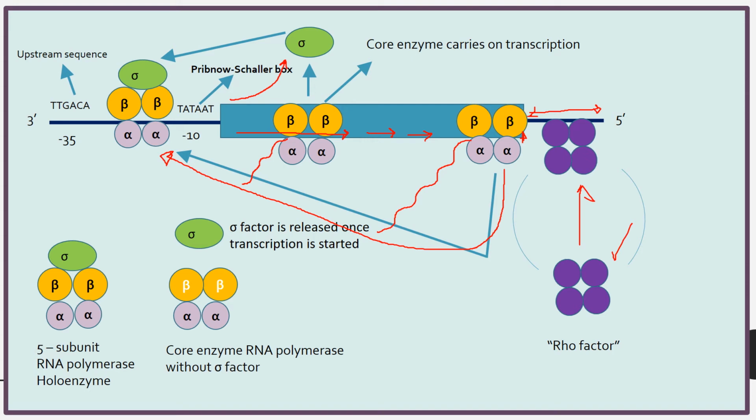The sigma factor, which has already dissociated, will again attach with it and help in the identification of the promoter site, and if many messenger RNAs of the same type are required, then again and again this process will be repeated. Once the termination is done, that is, the core enzyme has left the area where the transcription has been completed, the rho factor will later on leave the terminator.